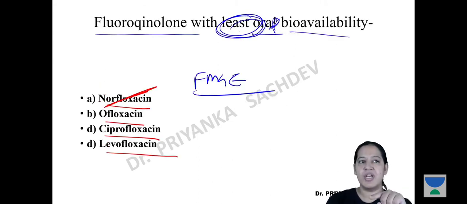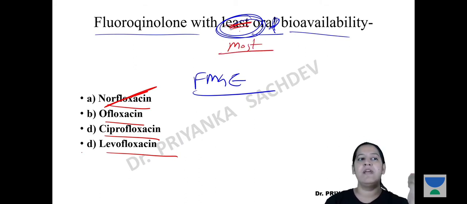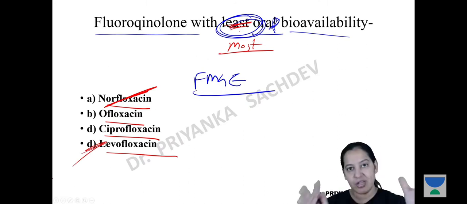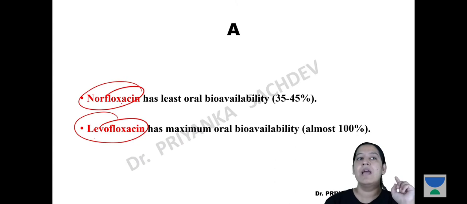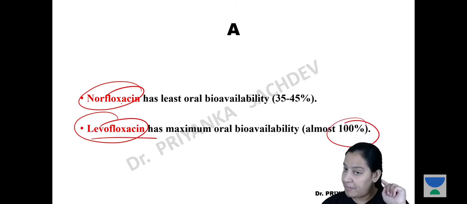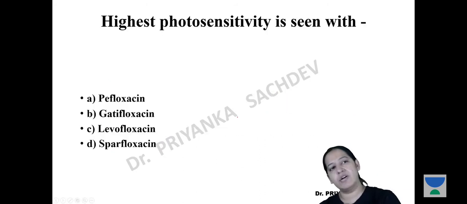So in the question, least is asked. If instead of least, if I say most, which of the following is having most or maximum bioavailability, your answer will become D. So depending on the question, you have to mark your answers. So you should know most wala bhi, least wala bhi. Most वाला Levoflox है 100% bioavailability, least वाला Norflox है only 35% bioavailability. Have you got it?